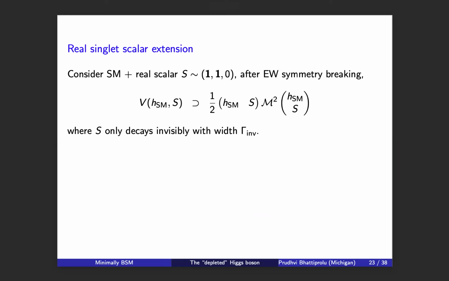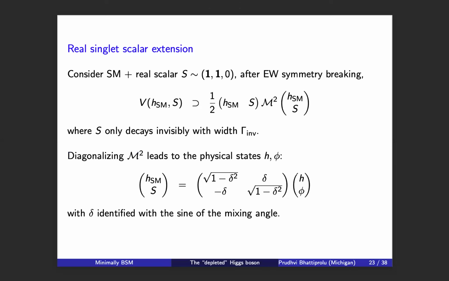And after electroweak symmetry breaking, this is the scalar potential that you get, where m squared is the mass squared matrix. And once we diagonalize this mass squared matrix, then that leads to the physical states H and the exotic Higgs phi. So the standard model Higgs is now related to the observed Higgs in this fashion, which is what I was mentioning a few slides ago. So we can get this sort of depleted Higgs scenario with this mixing.